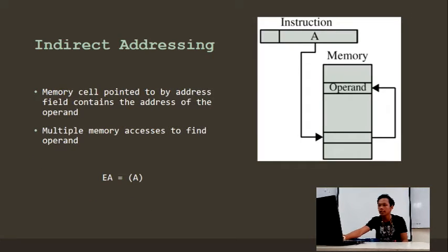And the third kind of addressing is indirect addressing. Memory cell pointed to by address field contains the address of the operand. And multiple memory accesses to find operand. EA equals (A).